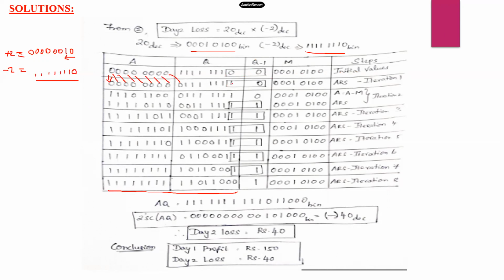And that 0 will be shifted here. This is the way to shift all. That is the first iteration.